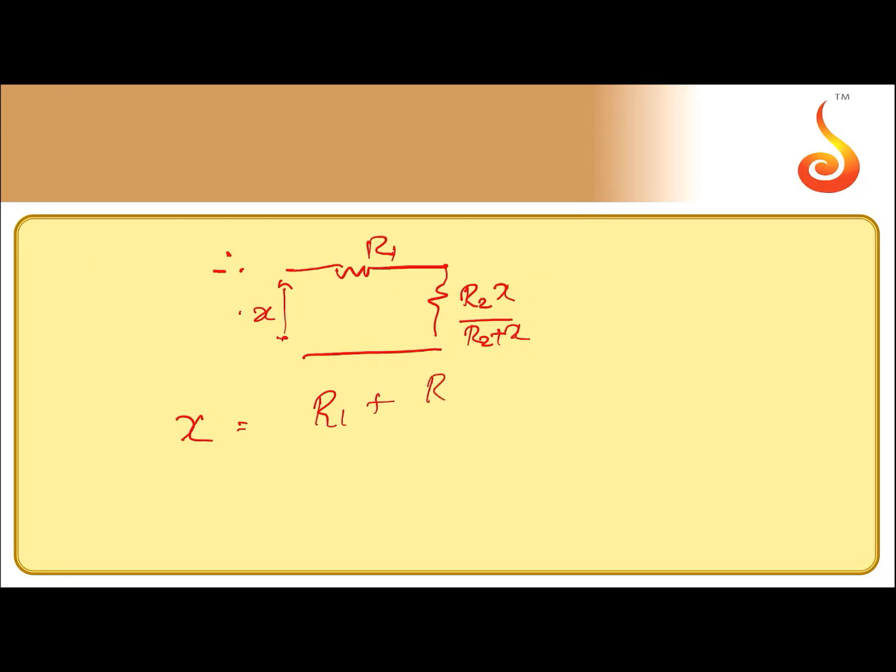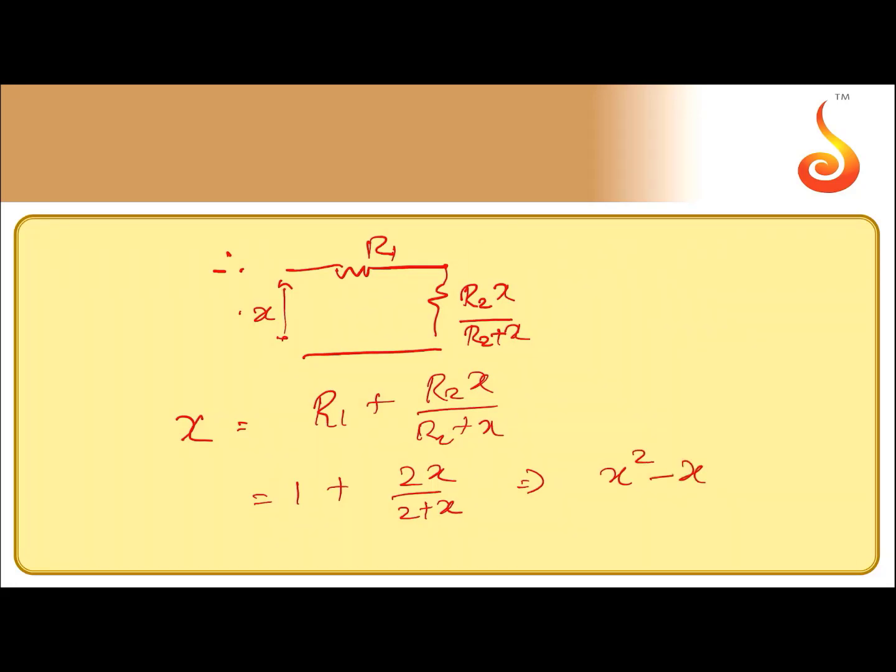R2 and R are connected in parallel, so this is going to be R2 X divided by R2 plus X. You have R1 connected here, and therefore the resistance between these two points being X, X must be equal to R1 plus R2X divided by R2 plus X. You know the values of R1 and R2. R1 is 1, so 1 plus 2X divided by 2 plus X, and this gives you a quadratic in X.